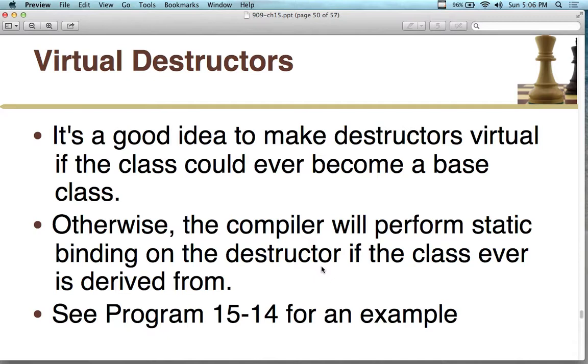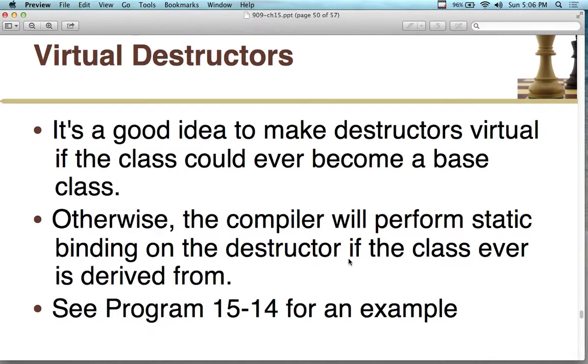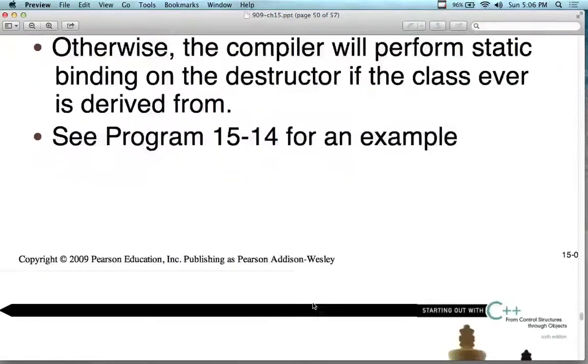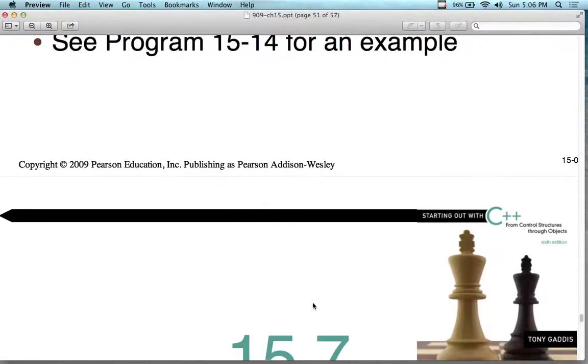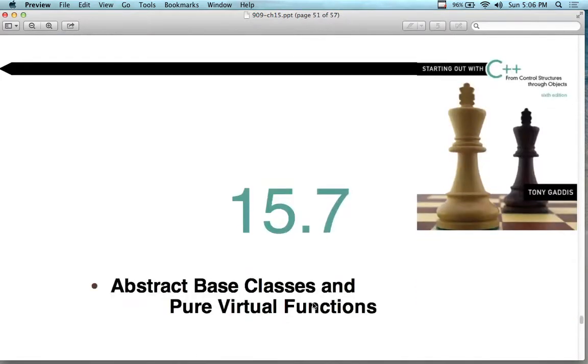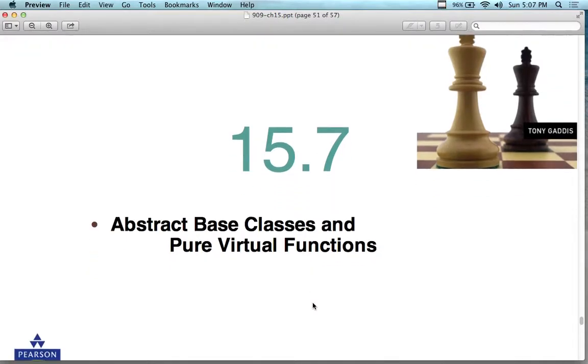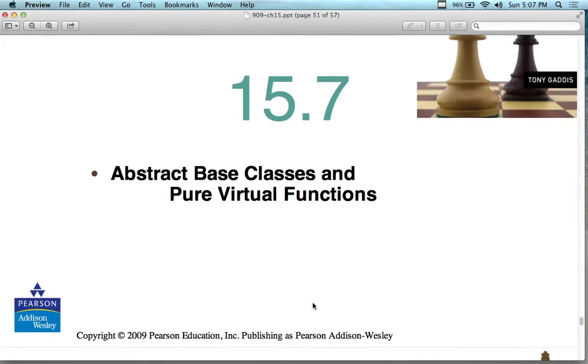Otherwise the compiler will perform static binding on a destructor if the class is ever derived from. There's an example that goes along with it, but I don't know if you necessarily need to see that example. You just have to know how destructors work: if the base class doesn't know about the destructor, it can't run it. If it's not going to run it, you're not going to have a destructor that works. So abstract base classes and pure virtual functions are our last topic for this weekend.